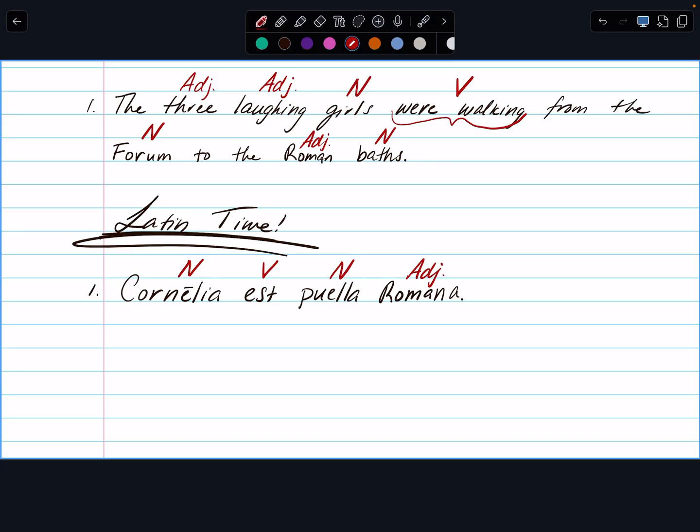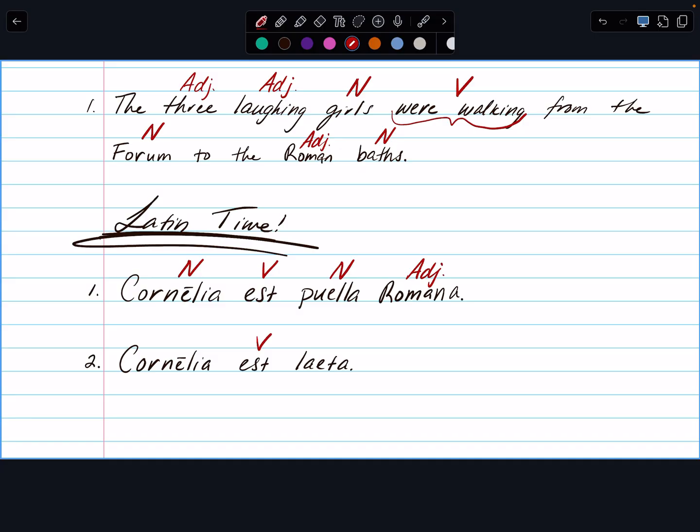Okay, let's try another one. Remember, give yourself space to write. Okay, sentence number 2. Cornelia est laeta. Cornelia est laeta. Now remember, always, always, always find that verb. Where's my verb? Who's got the verb? Dana. Est. Very good. And again, est, everybody, means is.